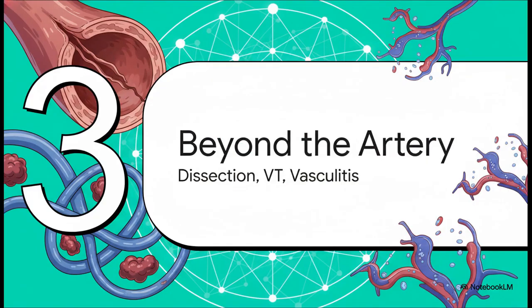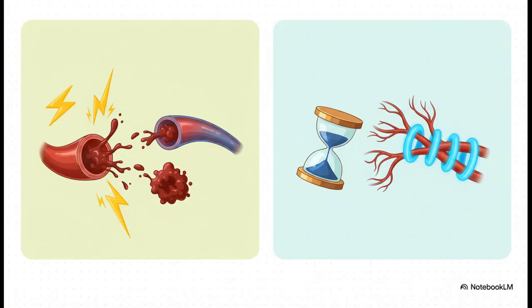Great. Now let's broaden our differential. Not every vascular emergency is a simple clot. We've got to be ready for things like dissection, venous thrombosis, and vasculitis. And timing is just absolutely crucial here. On the left, dissection and venous thrombosis, these are immediate events. The wall tears, the clot forms, symptoms start right then and there.